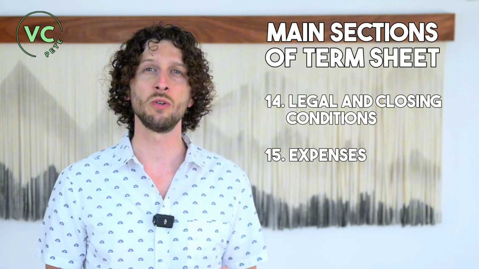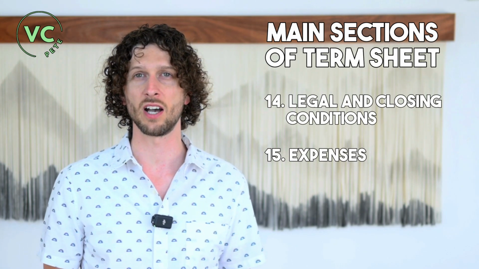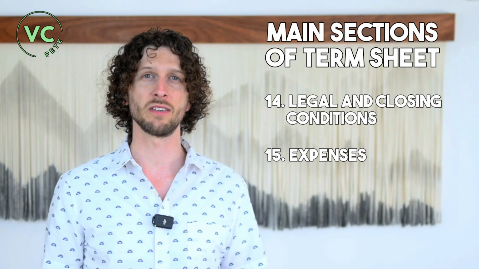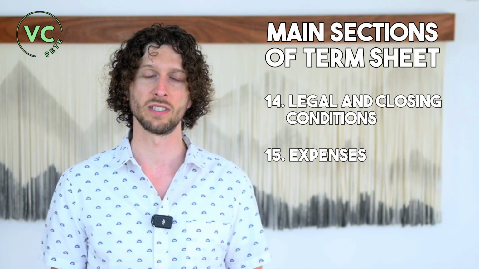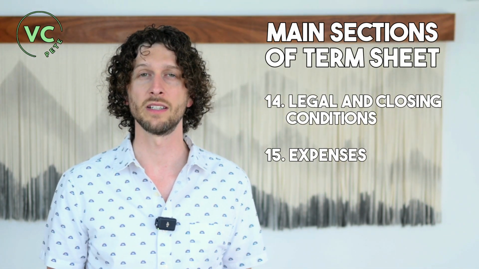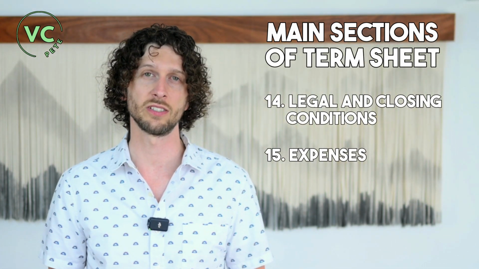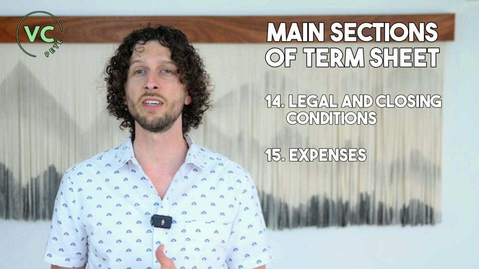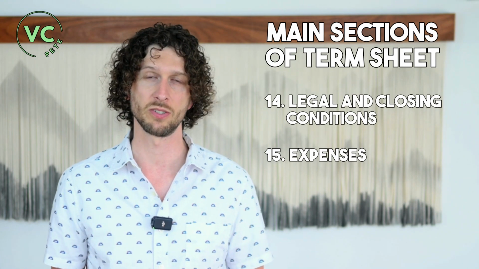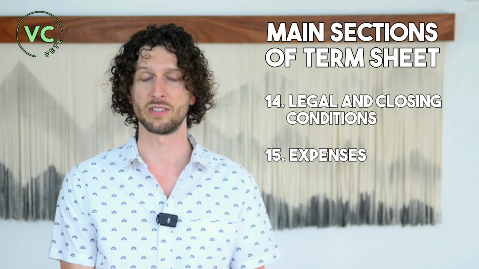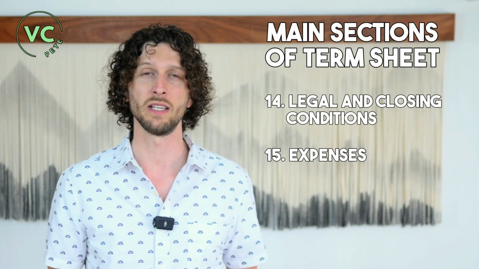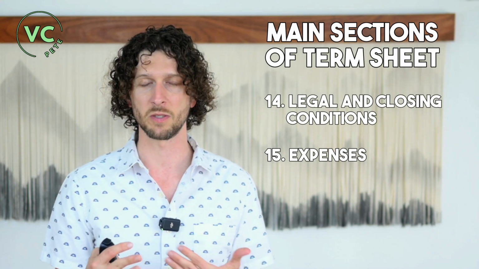Number 15, expenses. This details who will bear the legal and due diligence costs associated with the investment. It's not atypical for a specific amount to be allocated towards legal expenses as part of the round. It's not uncommon to see an agreement that $10,000 to $20,000 of the legal expenses of the investor will be paid for by the company as part of the closing of this round. Basically, the investor invests millions of dollars into this round, the company takes that money and pays the investor's legal bills up to a specified amount.